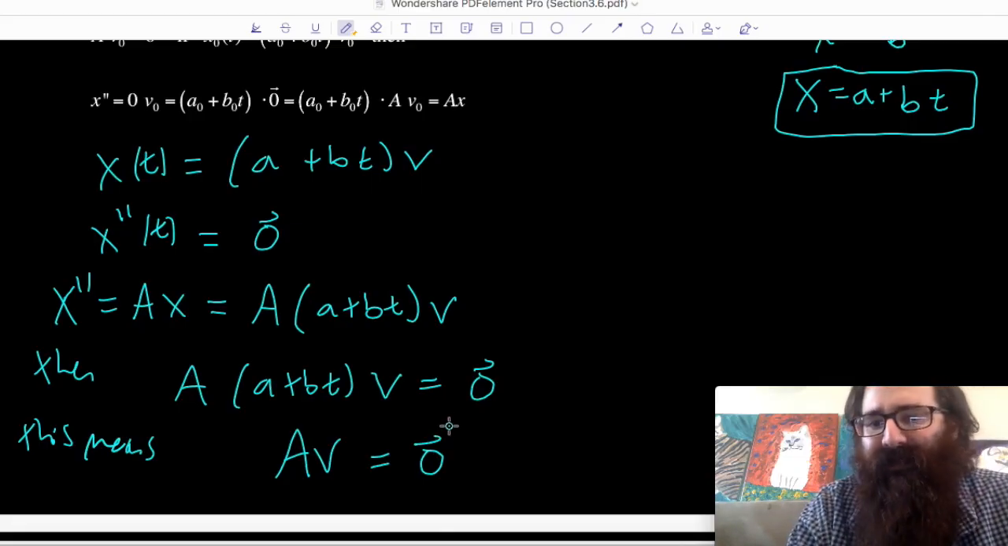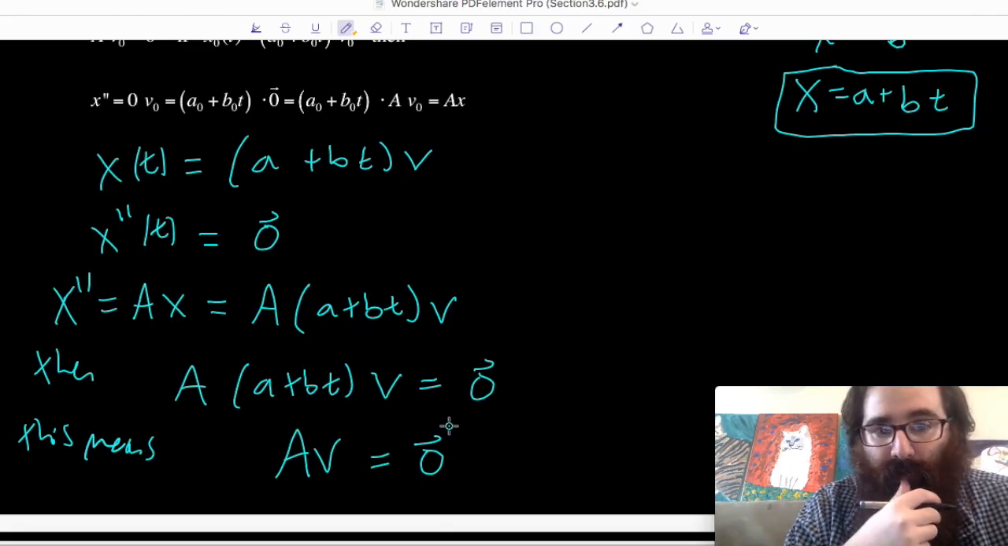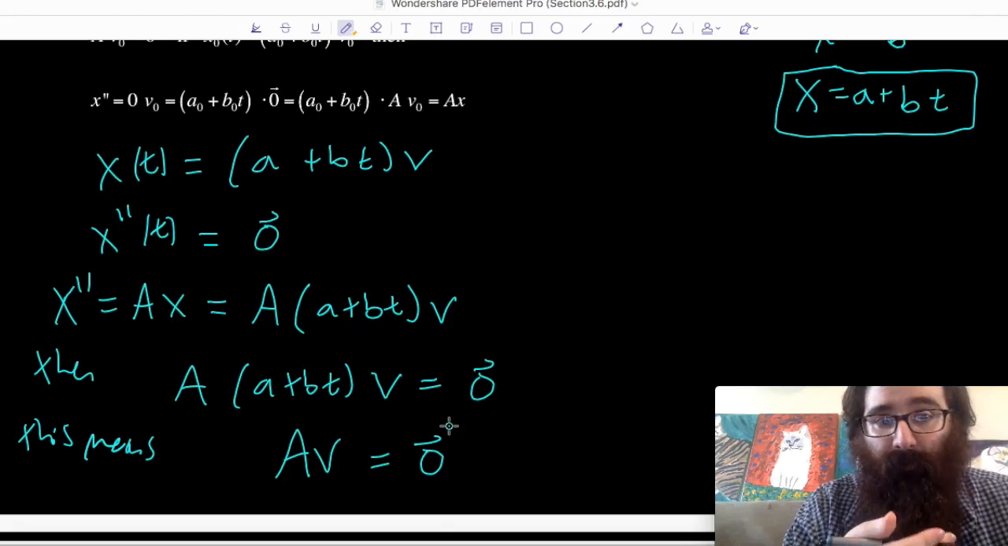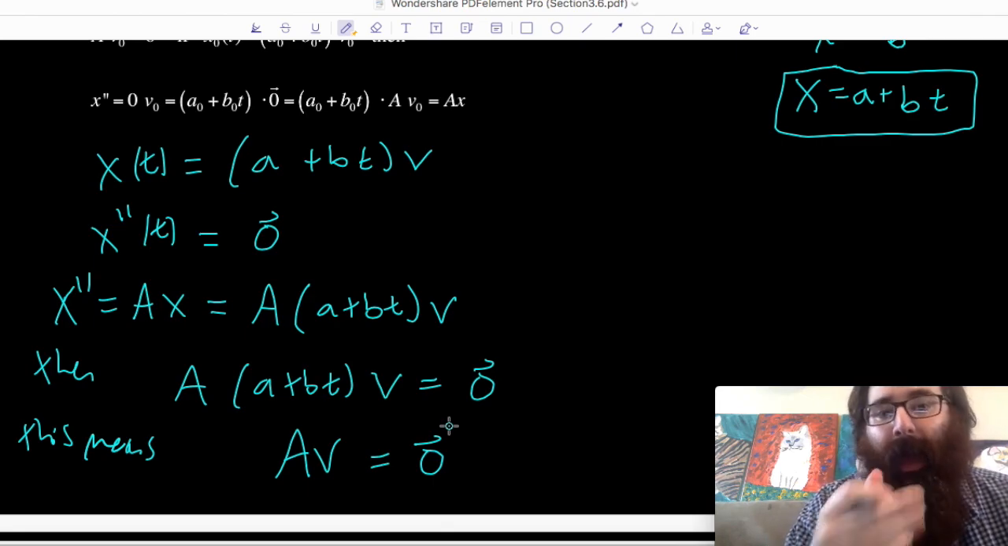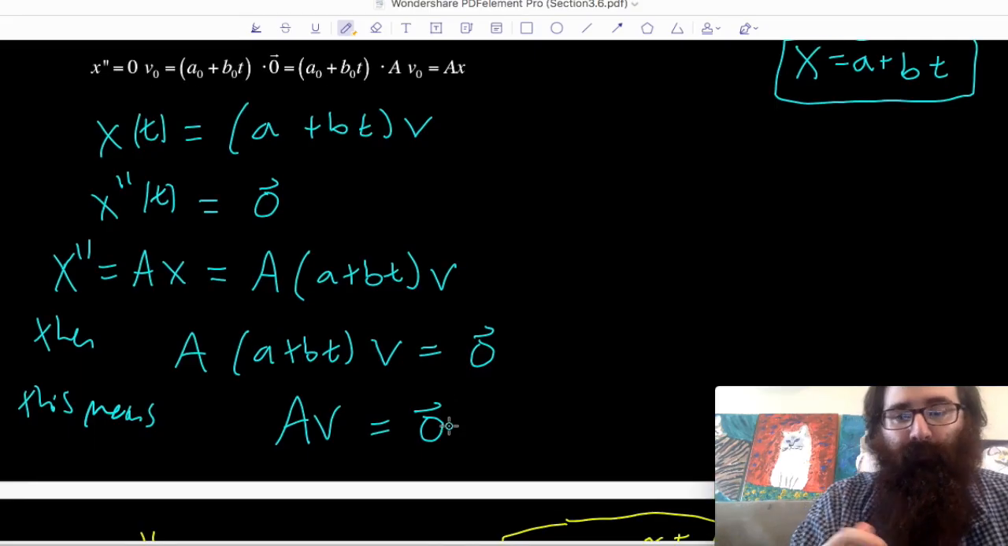And again, we're not saying that either one of these factors is supposed to be 0, right? That's not necessarily the case. In fact, the eigenvector should be non-trivial. We can certainly have a situation where a matrix times a vector produces the 0 vector, but neither of those things happens to be the 0 matrix or the 0 vector.